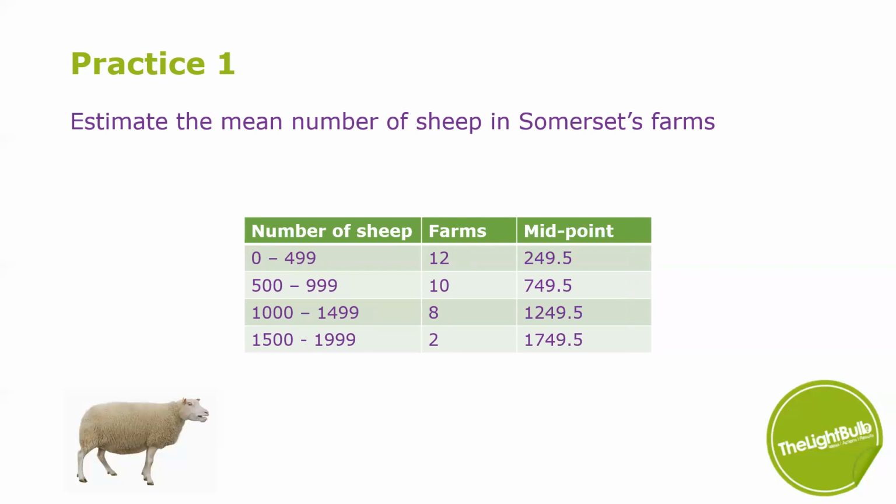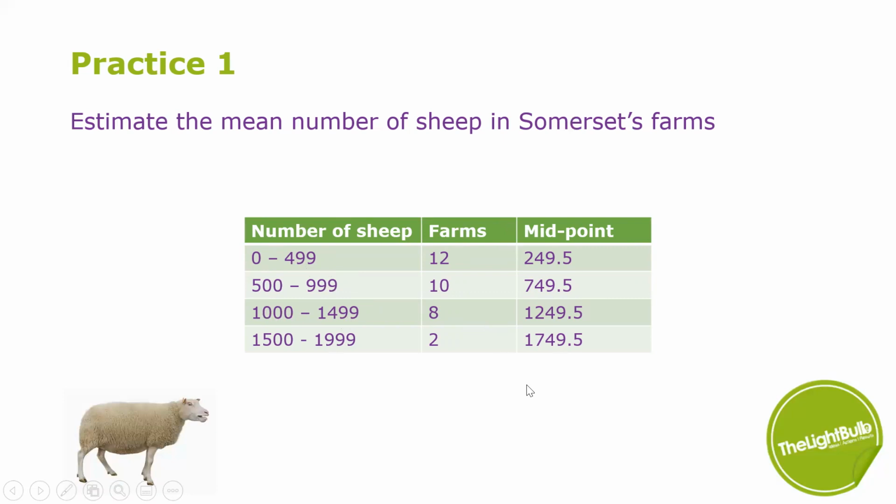The second one, remember the best way of doing this is add up those two numbers in the first column. So for the first row, 0 plus 499 is 499. Divide that by 2, gives us 249.5. For the second row, 500 plus 999 gives us 1499. Divide that by 2, gives us 749.5. And remember, add the two numbers and then divide by 2.